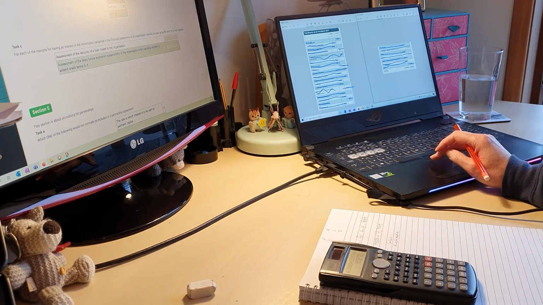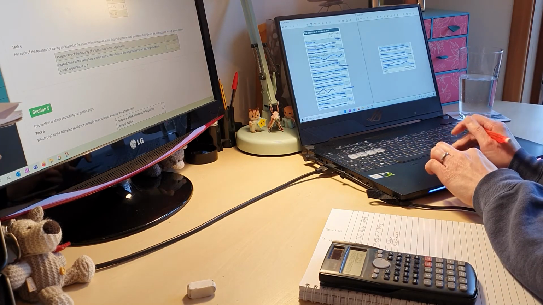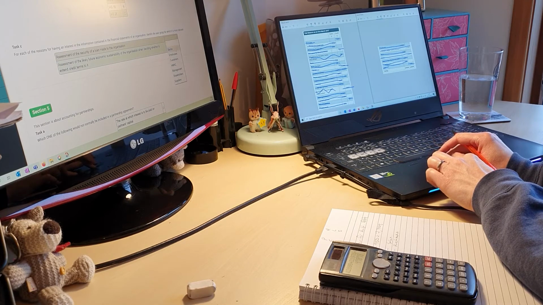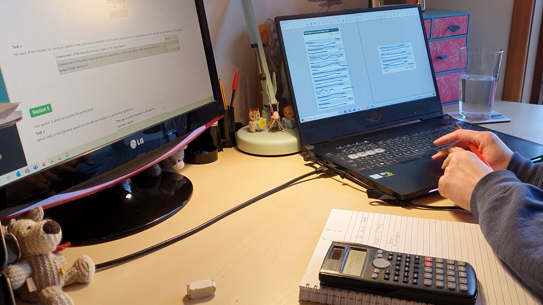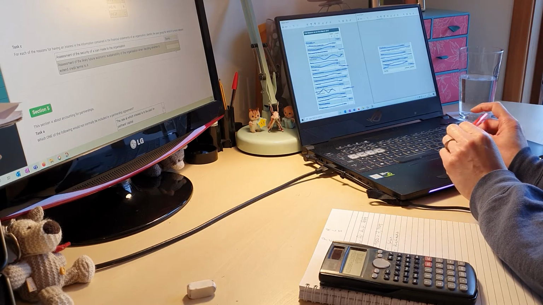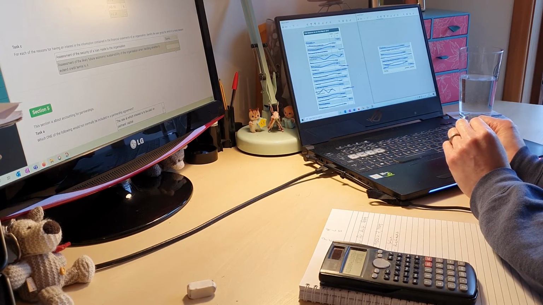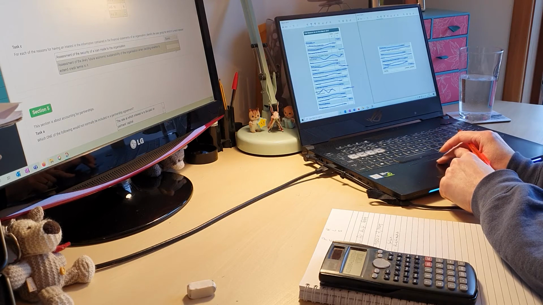For each of the reasons for having an interest in the information contained in the file. Assessment of the security of a loan made to the organisation. I would say the banks. Assessment of the likely future economic sustainability of the organisation when deciding whether to extend credit terms to it. That would be a supplier.